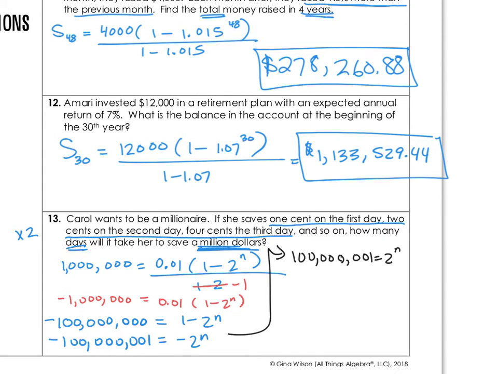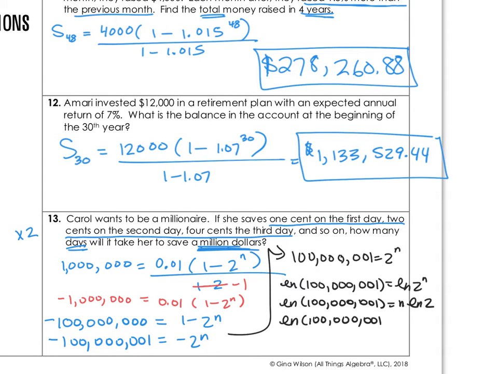All right, so now to get that variable down off the exponent, I got to do the log on both sides. So I'm going to do the natural log on both sides. Now that variable can come down. And to get n by itself, I'm dividing by ln 2, natural log of 2. And that is not a nice pretty whole number, but I think it's like 26.58.